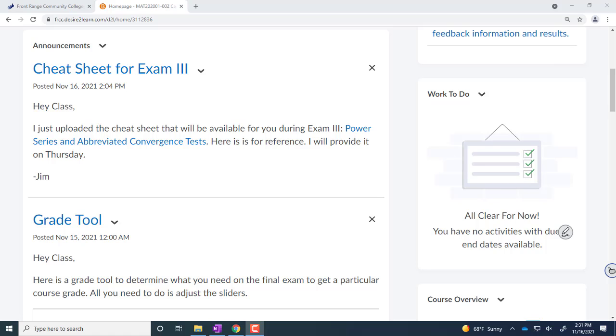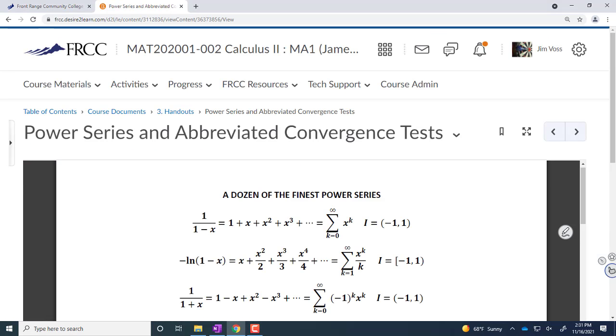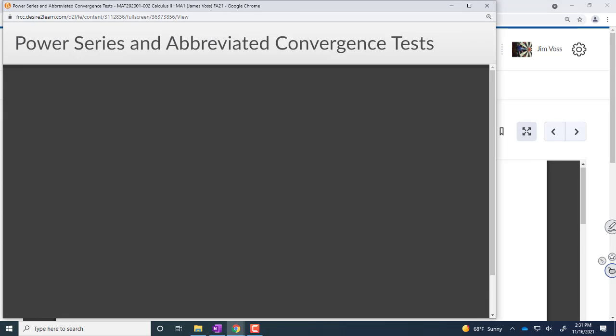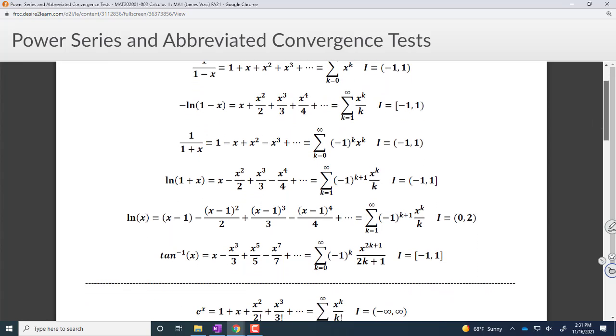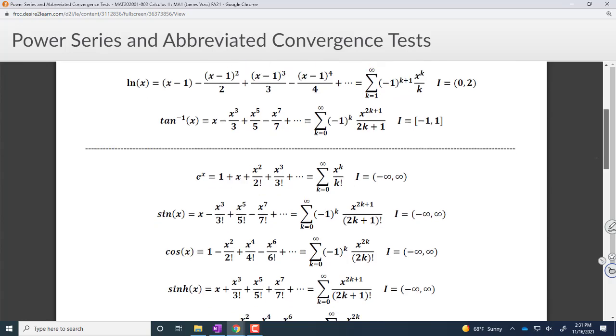I've posted the cheat sheet to D2L just so you can look at it, but this is what I will give to you on Thursday. So you'll have the power series, these power series, so these are all given to you.